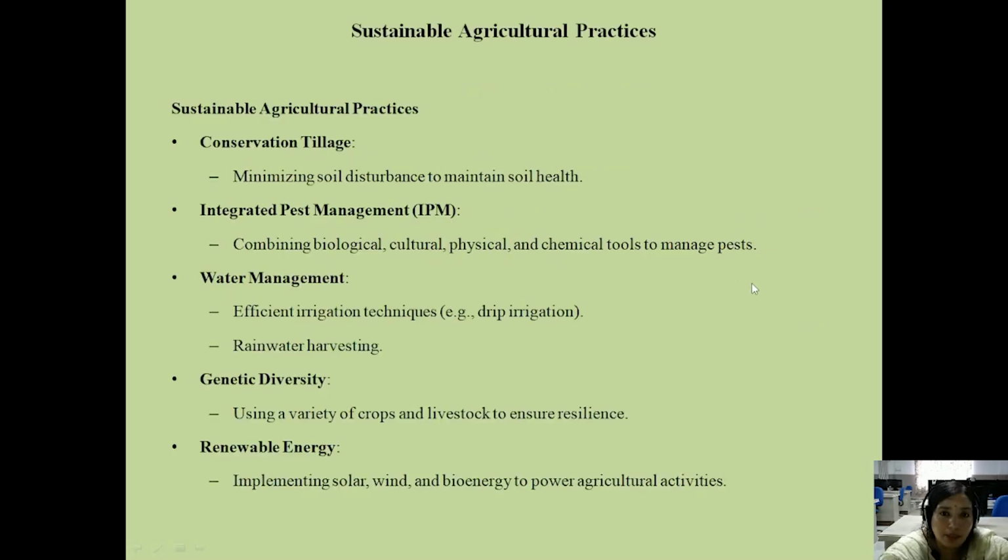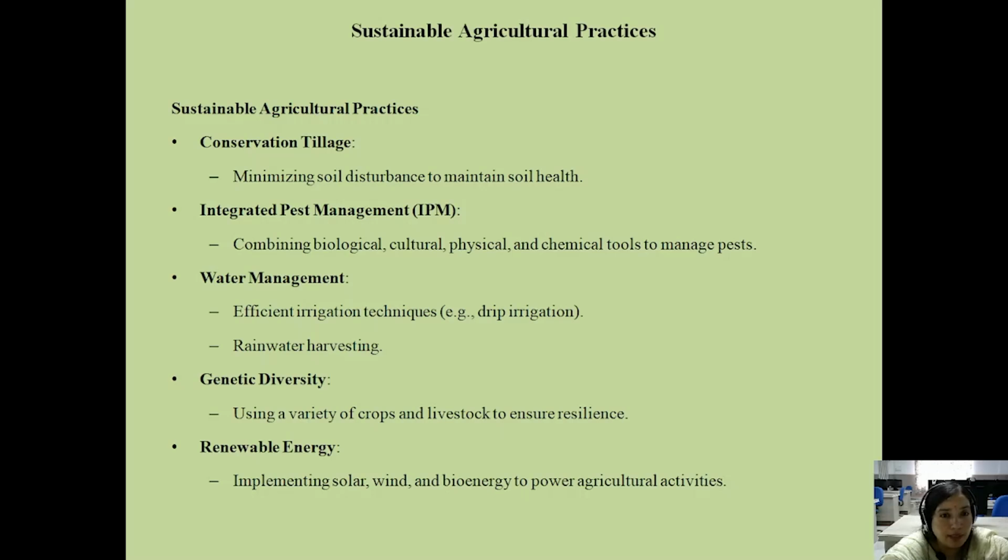Then come to sustainable agriculture practices. Conservation tillage, minimizing soil disturbance to maintain soil health. Integrated pest management, combining biological, cultural, physical, and chemical tools to manage pests. Water management: efficient irrigation techniques, drip irrigation, rainwater harvesting.